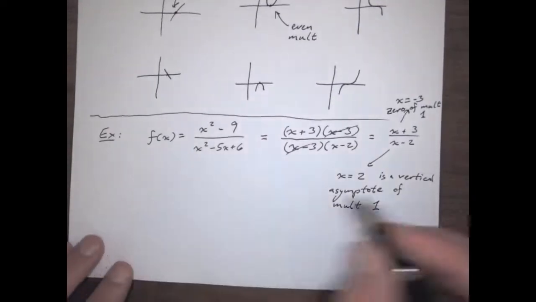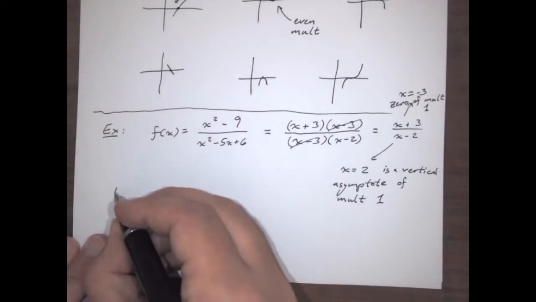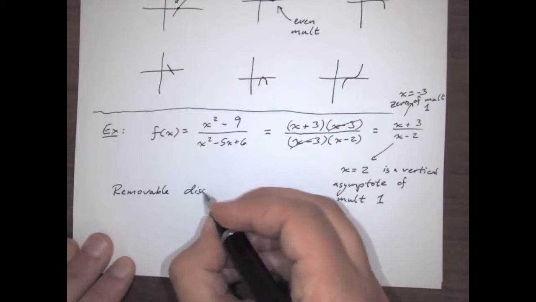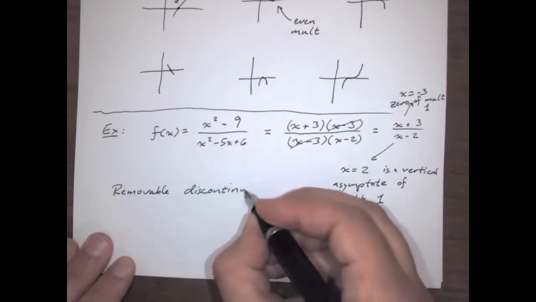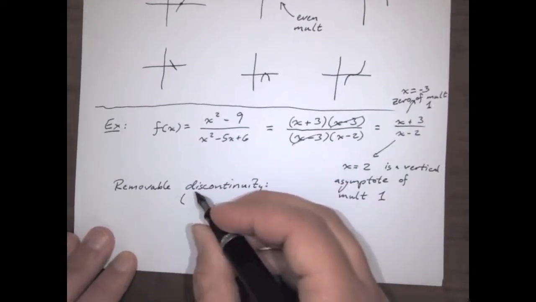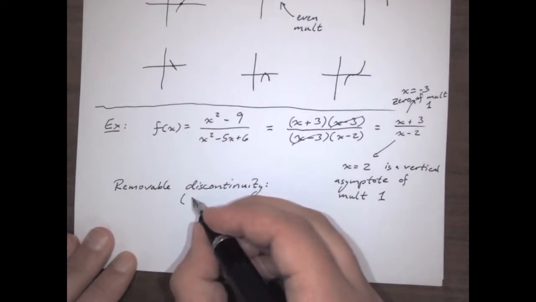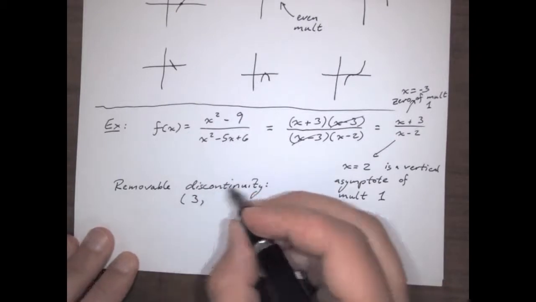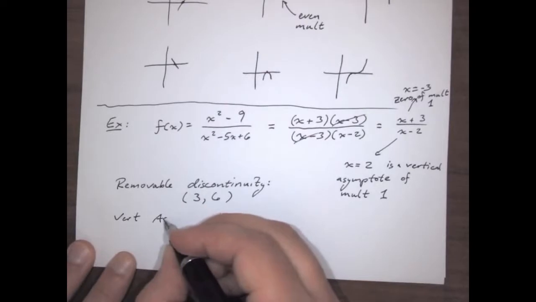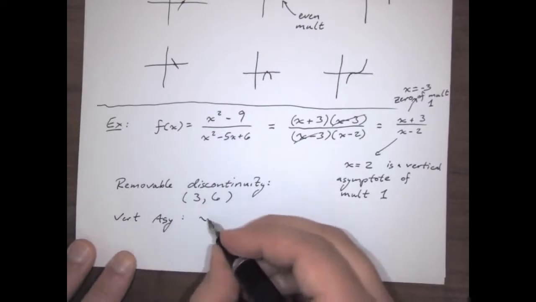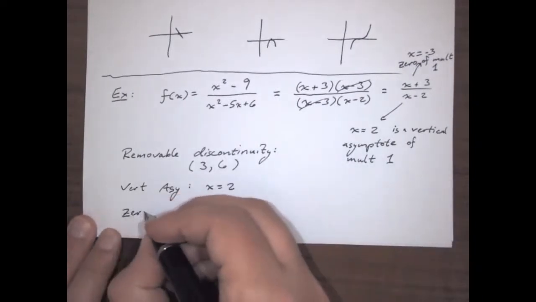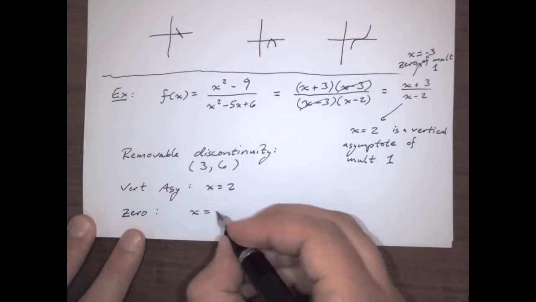So what we've got here is a removable discontinuity, and as we already figured out, it was at, what was it, 3, 6. Vertical asymptote at x equals 2, and then 0 at x equals negative 3.